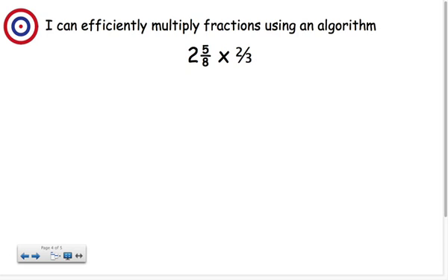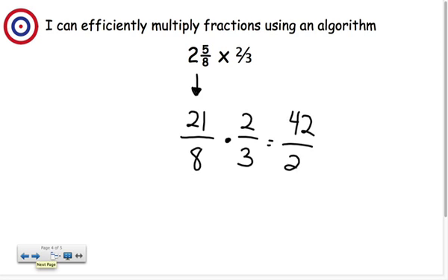All right, one last example here using the algorithm. This time I'm going to start with a mixed number and multiply by a fraction. Again, the algorithm says just multiply numerator by numerator and denominator by denominator, but I'm going to convert this mixed number of 2 and 5/8 into an improper fraction. So 8 times 2 is 16, plus 5 is 21. So what I have is 21/8 times 2/3, which gives me 42/24, and that is an improper fraction.